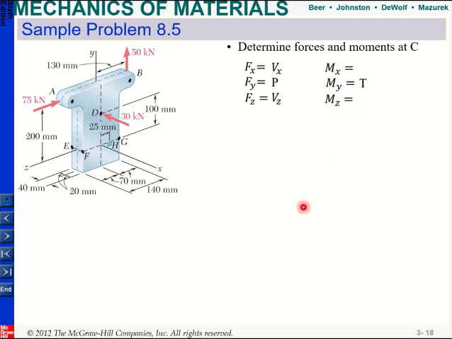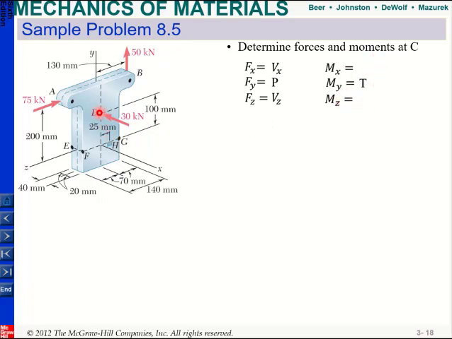Generally forces are easy because you just move them. So it's easy to find the forces, but moment is a little bit difficult. One thing you can do is look at all the forces separately and determine what they create.